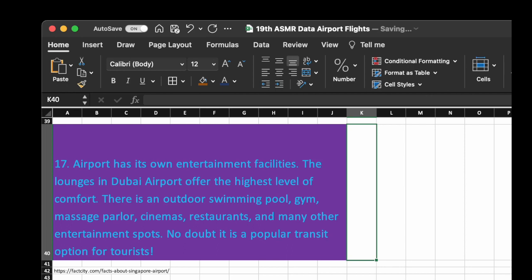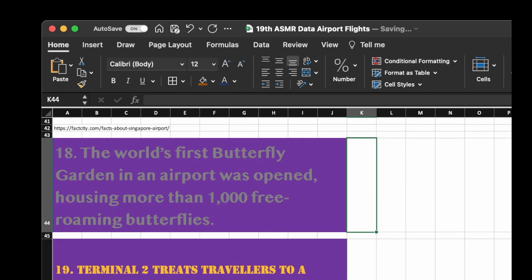Alright, now we go to Singapore, which will finish off here. Fun fact number 18. The world's first butterfly garden in an airport was opened, housing more than 1,000 free-rolling butterflies.